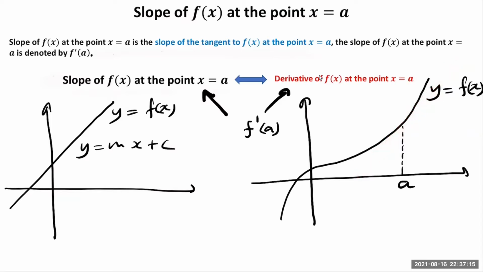Now you should be able to tell me, if I give you another point, for example this point b, what would be the slope of your function at x is equal to b? You have to draw a tangent at that point, and you take the slope of that tangent to f of x to be the slope of f of x at x is equal to b.